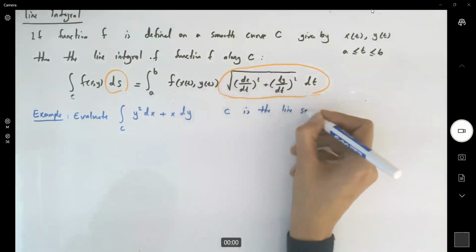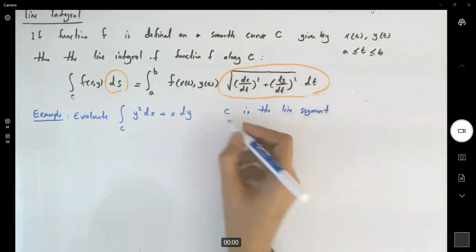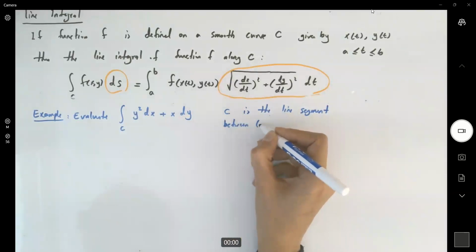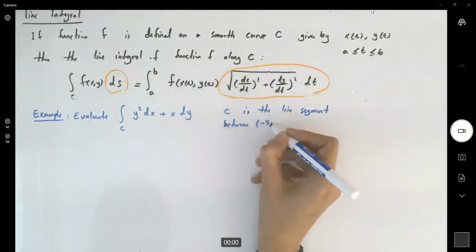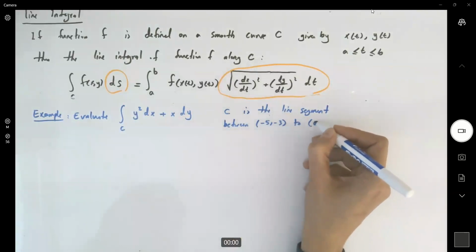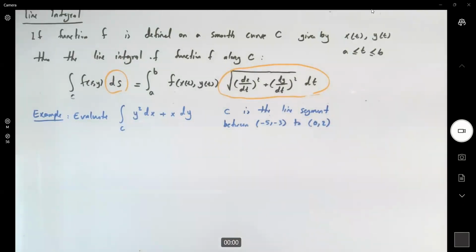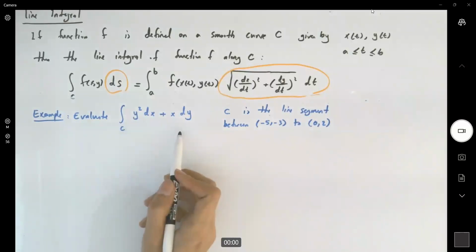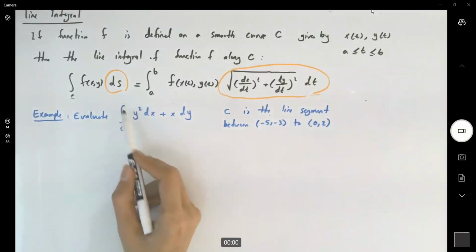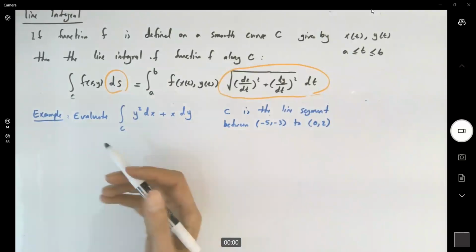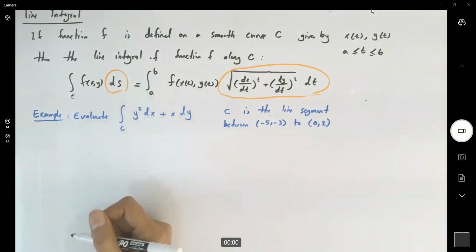Okay, line segment. It's a piece of line between (-5, -3) and the terminal point, which is given to us as (0, 2). Very good. So here we have two variables and we have one integral. So it means that we have to get rid of one of the variables or introduce a third variable.